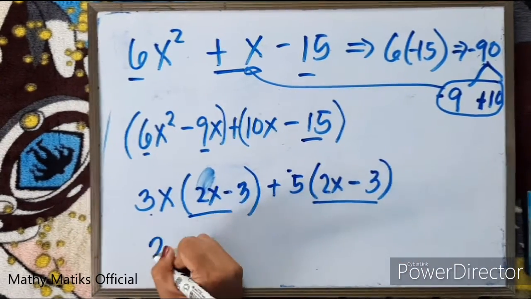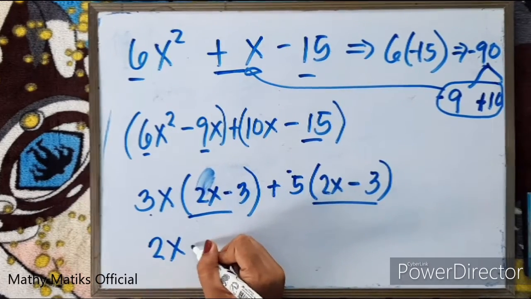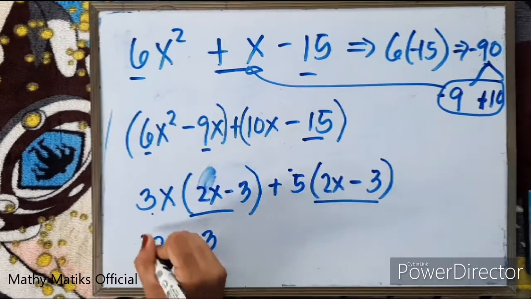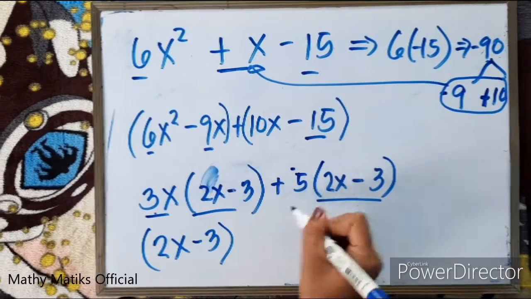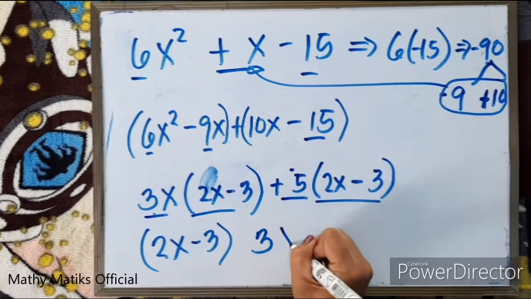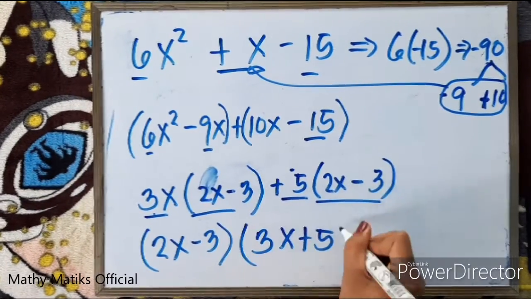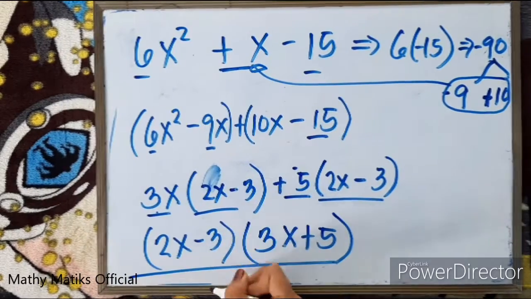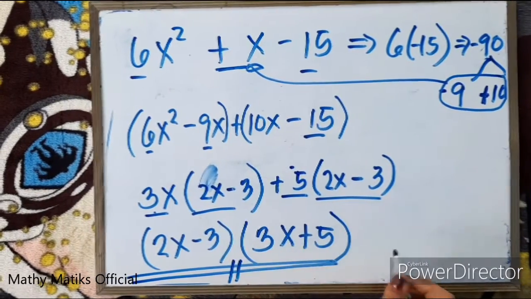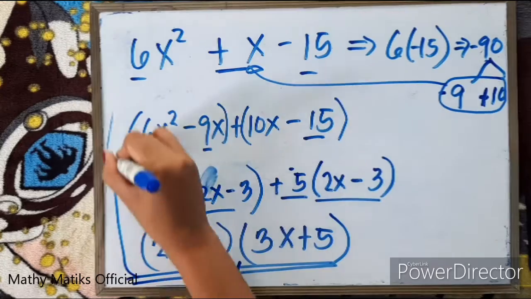So as you can see, we now have a common factor. Only one, we have 2x minus 3, and we're going to combine 3x and 5, which gives 3x plus 5. So this will be our answer. When we multiply this, it will give us 6x squared plus x minus 15.